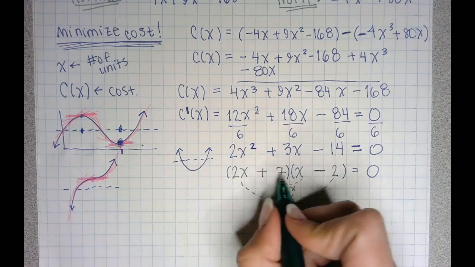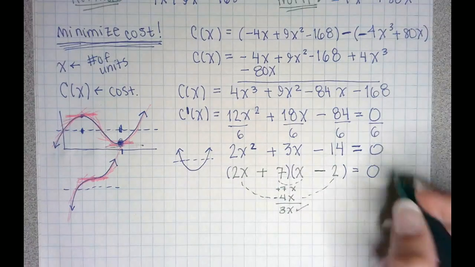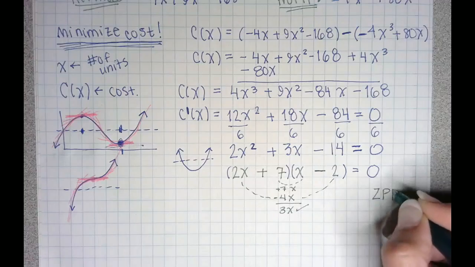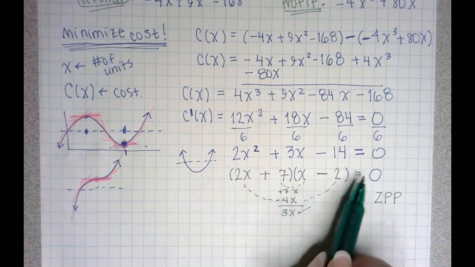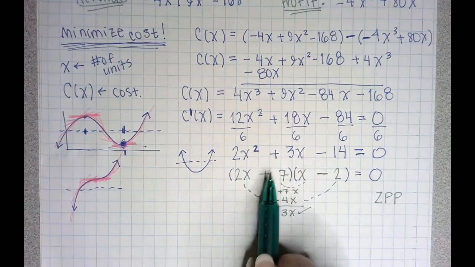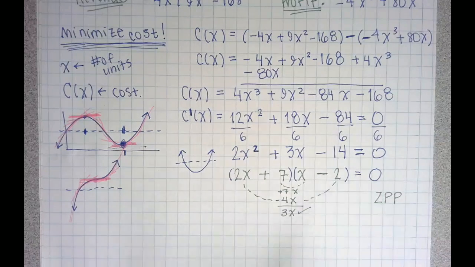Then what you do is now you have linear factors. We're going to use something called the zero product property. So when you have something factored and equal to 0, you set each of those factors equal to 0.